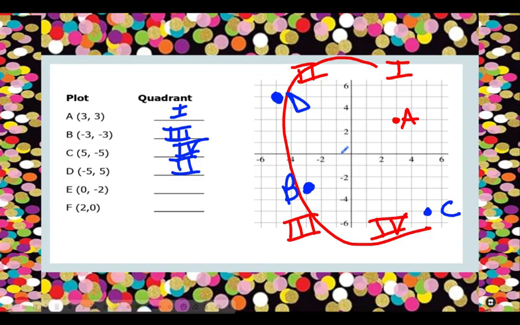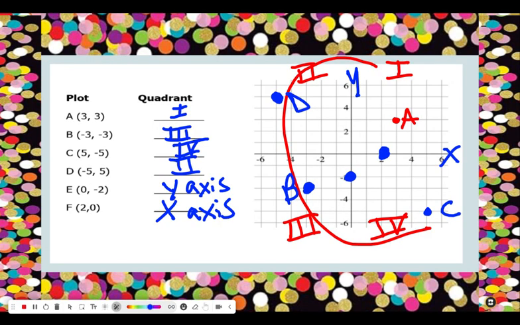0, -2. We don't go anywhere right or left. We go down to -2. We are on the y-axis. So as a reminder, the x-axis goes left and right, and the y-axis goes up and down. So now if we're going to graph 2, 0, that means we go right 2 and we stop. So 2, 0 is on the x-axis. So hopefully you remember how to graph on the coordinate plane.